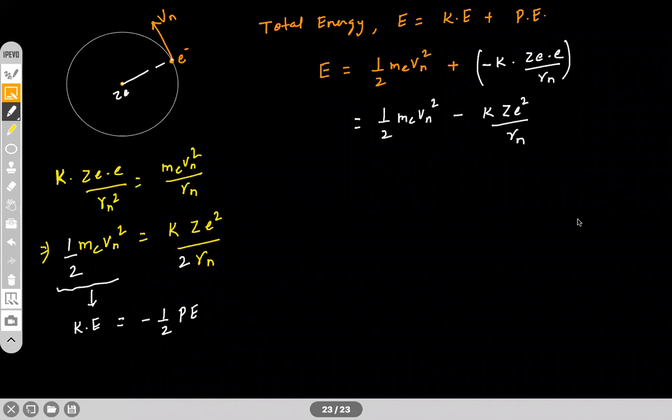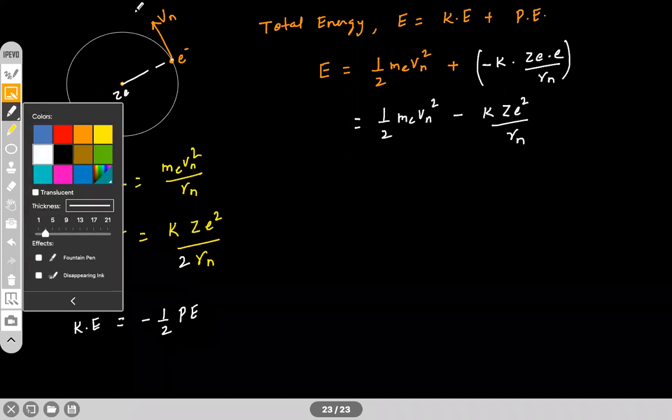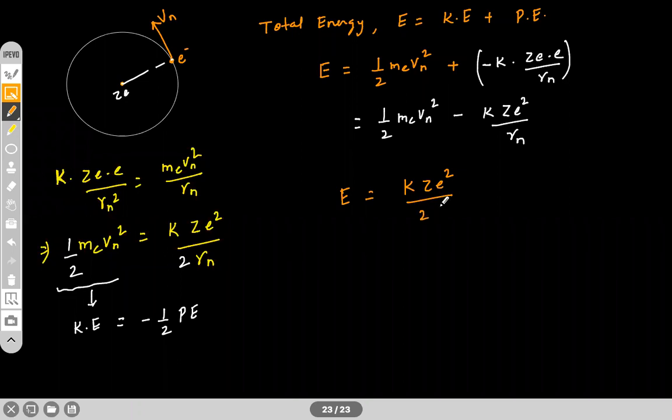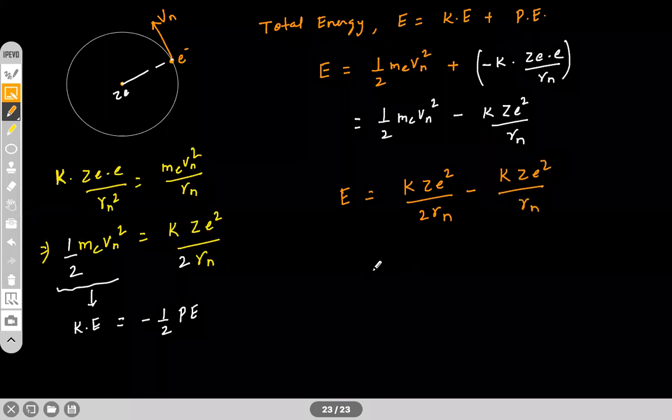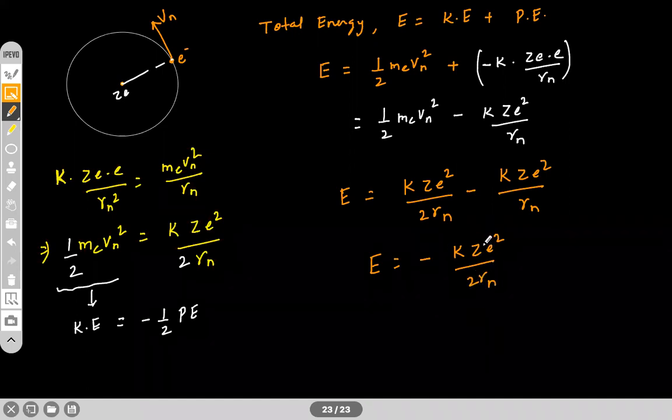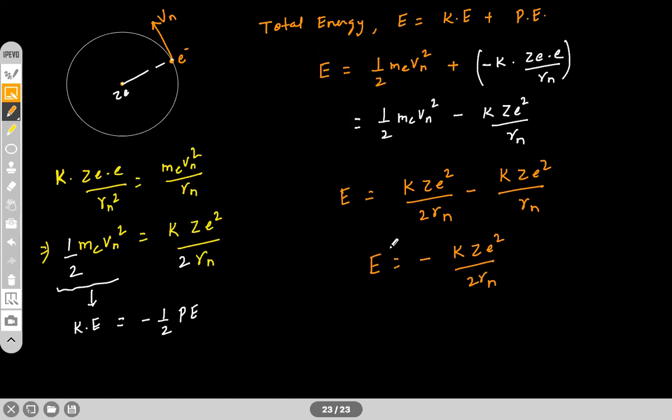Correct. So if you solve this one, the total energy that we get here, if you substitute half of this, is K Ze square by 2Rn minus K Ze square by Rn. So the E value is negative K Ze square by 2Rn. Total energy is this. Now when you substitute the value of Rn, you will get the expression of E here, right? So total energy is negative here, right?